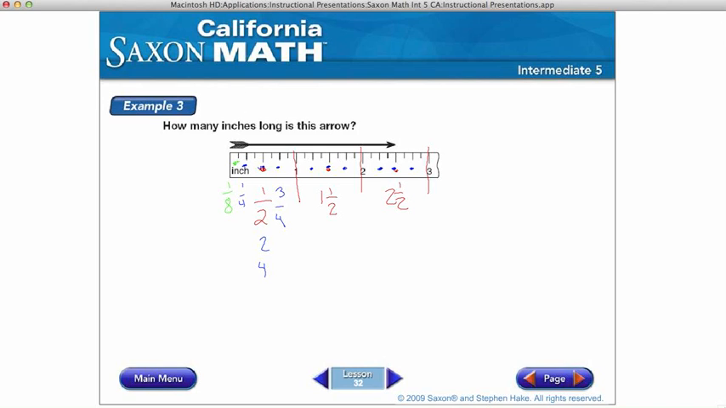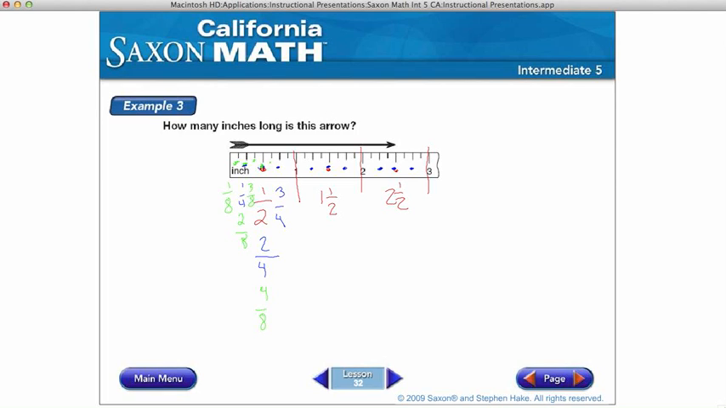So I would have 1/8, 2/8 because 2/8 is the same as 1/4. The next one I'm going to have 3/8. I count this half line. This is 4/8 because 4/8 is the equivalent to 2/4 and to 1/2.